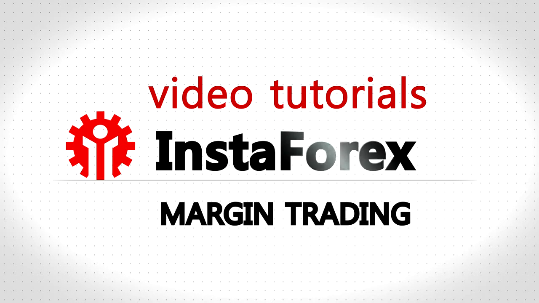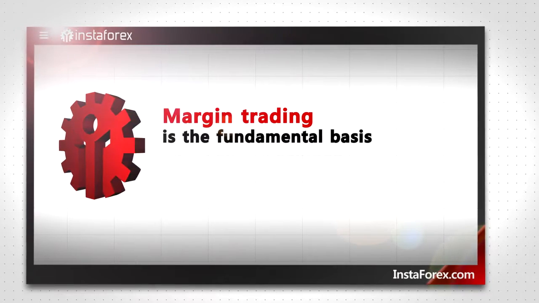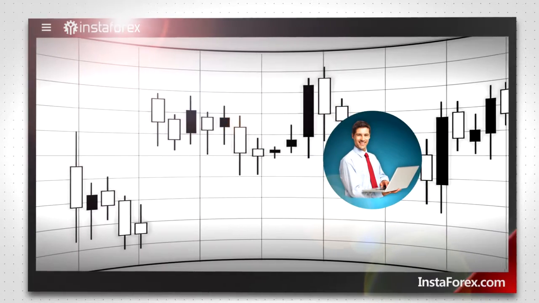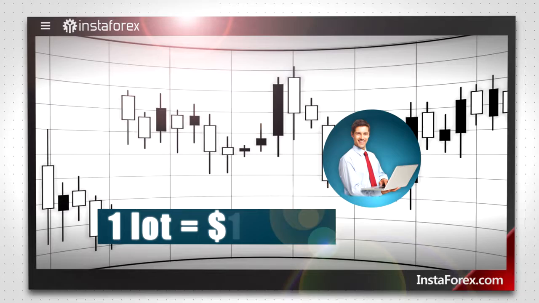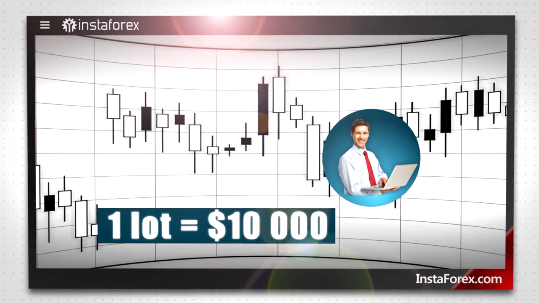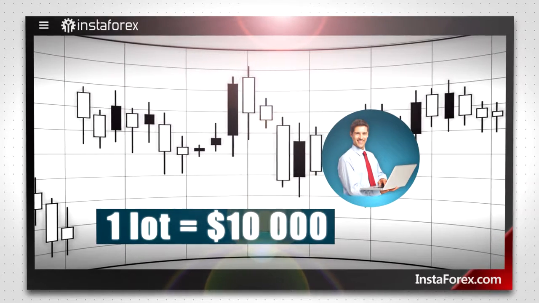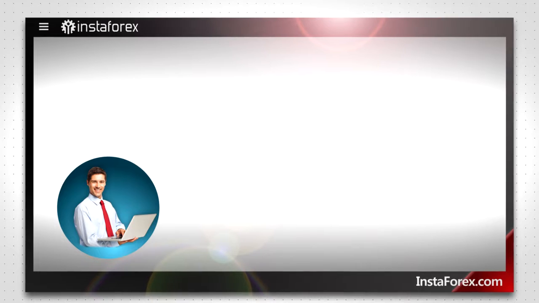Margin trading. Margin trading is the fundamental basis and major advantage of the forex market. Trading on forex at the interbank level requires heavy sums of money, as one lot equals $100,000 or $10,000, depending on the trading conditions offered by a particular broker. Obviously, most traders simply do not have that much cash to spare.